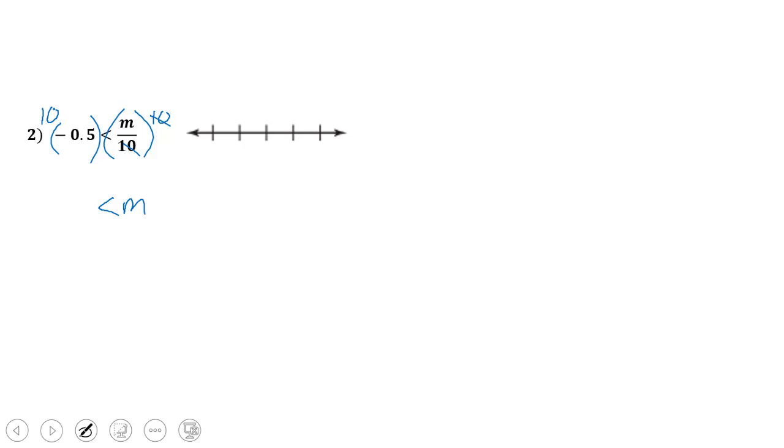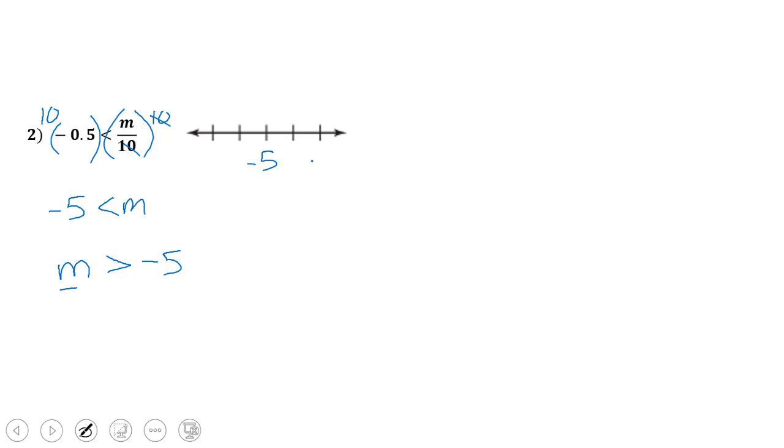So 10 times a negative 0.5 is negative 5. So negative 5 is less than m. I don't like my inequality on the right. I'm going to rewrite it as m is greater than negative 5. So now that I have my variable on the left, my target number is negative 5.